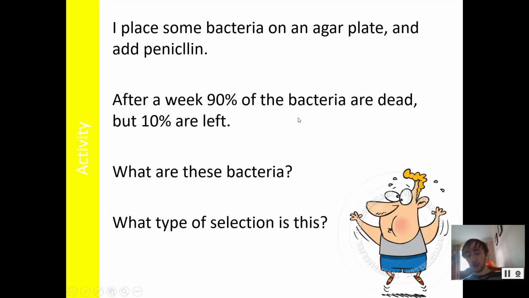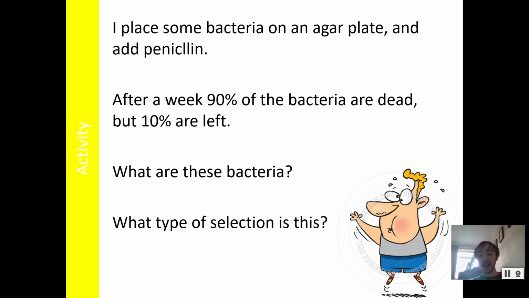Now, we're just going to touch on it in literally one slide. If I put some bacteria on an agar plate and add penicillin, and after a week, 90% of the bacteria are dead, but 10% are left. Firstly, what do we call those bacteria? That's a fairly obvious question. And secondly, what they want you to be able to talk about is what type of selection is that? So, these bacteria are called antibiotic-resistant bacteria. And the type of selection, I hope you're aware, is directional selection.